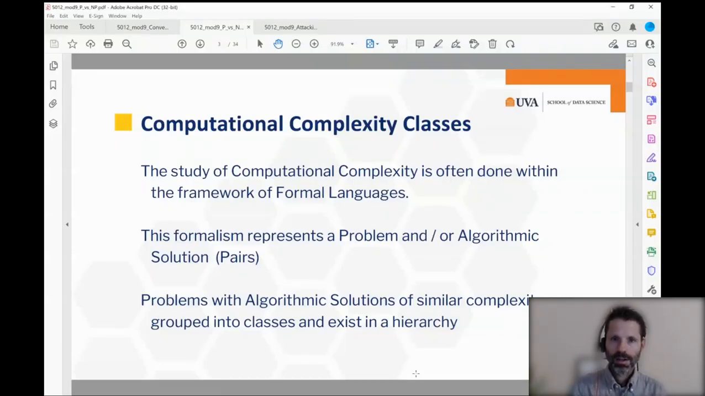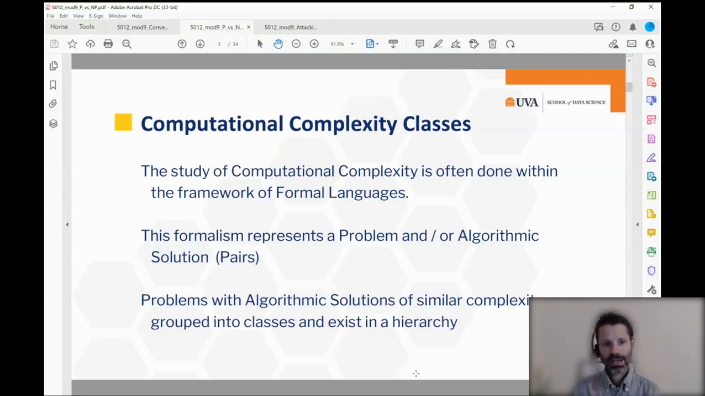Hello everyone, and thank you for joining me in this video short where we are going to discuss the time complexity hierarchy and computational complexity classes. Within this video short, we are going to introduce P-time algorithms, NP-time algorithms, and exponential time algorithms and discuss the class hierarchy and how these sets are related to each other.